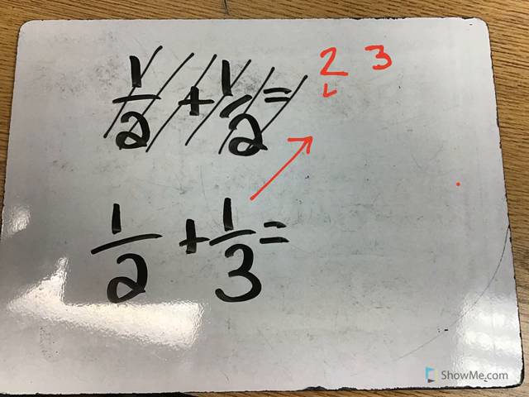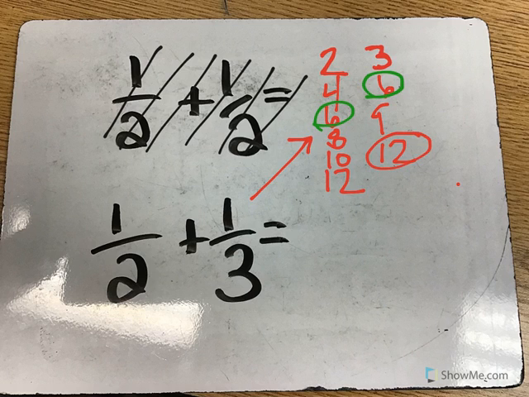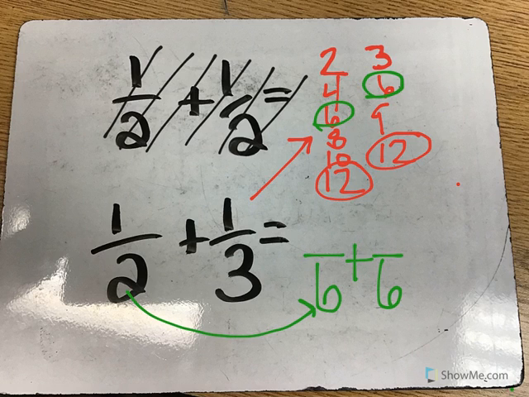So 2, 4, 6, 8, just listing multiples. 10, I'm going to stop there. 3, 6, 9. And if I look here, I have a common multiple in 6. I could have kept going to 12 and 6 and 12. That's another common multiple. Let's stick with 6. So now at this point, I have 6 and 6. So what I'm asking myself is, how did I go from 2 to 6? That's right, times 3. 2 times 3 is 6.